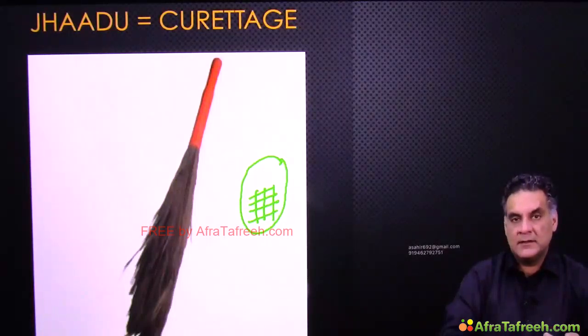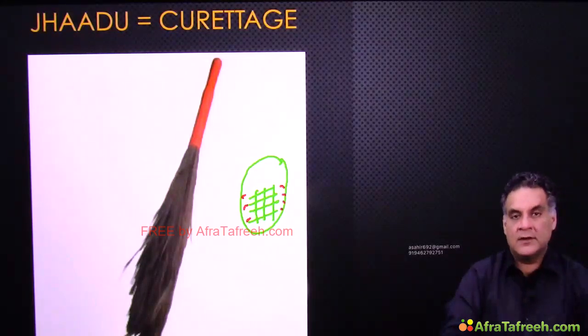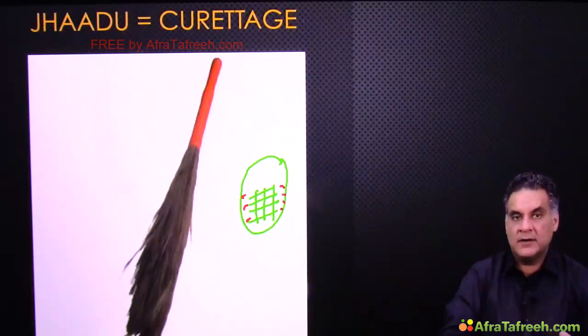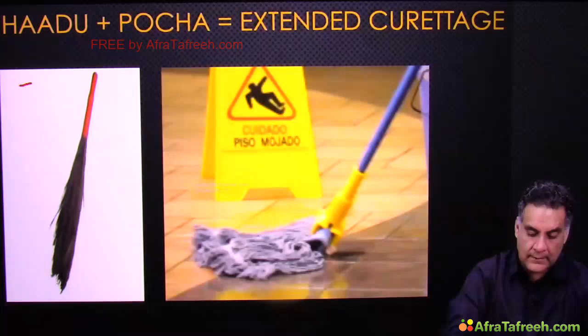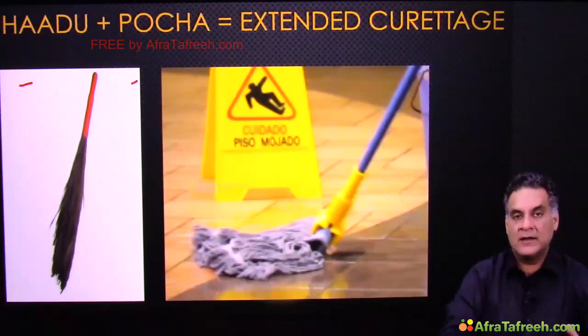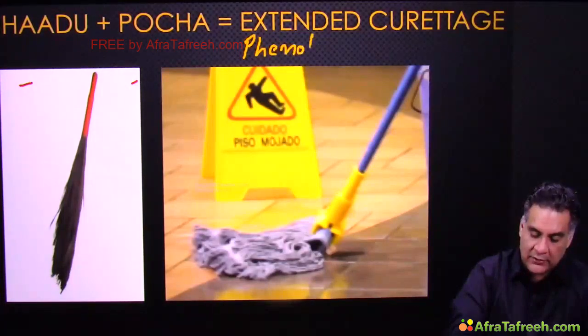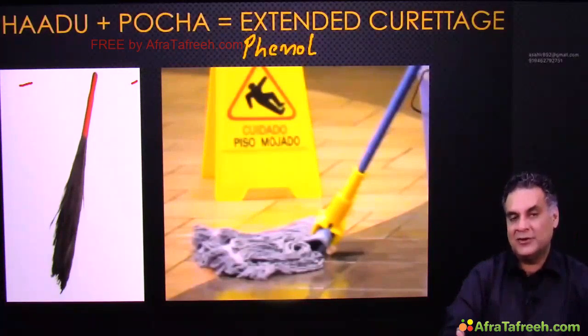But sometimes the tumor particles are sticking to the walls. When they are sticking to the walls, it is important to remove this component. That is why in such cases, dry mopping should be coupled with wet mopping. This is called as jhadu plus pocha, also called as extended curettage. Most common chemical used for extended curettage, phenol. You use phenyl at home for wet mopping, so phenol.